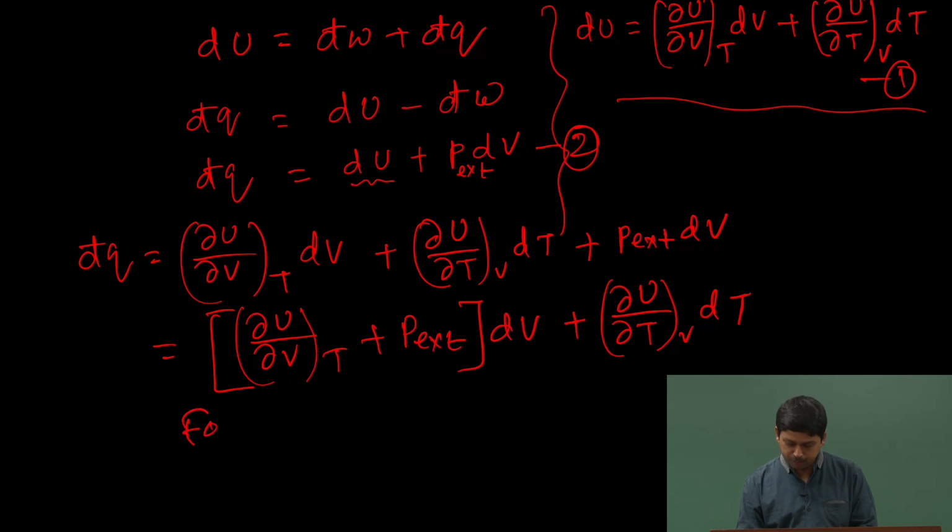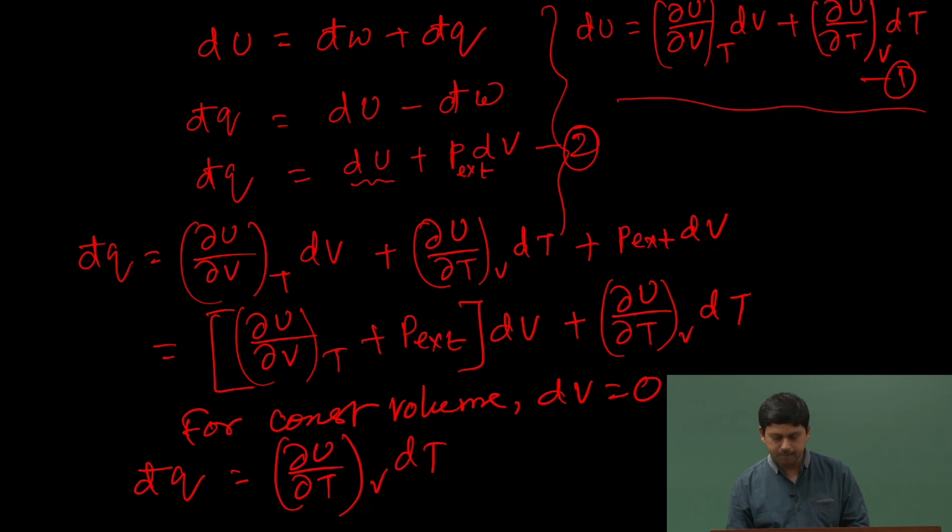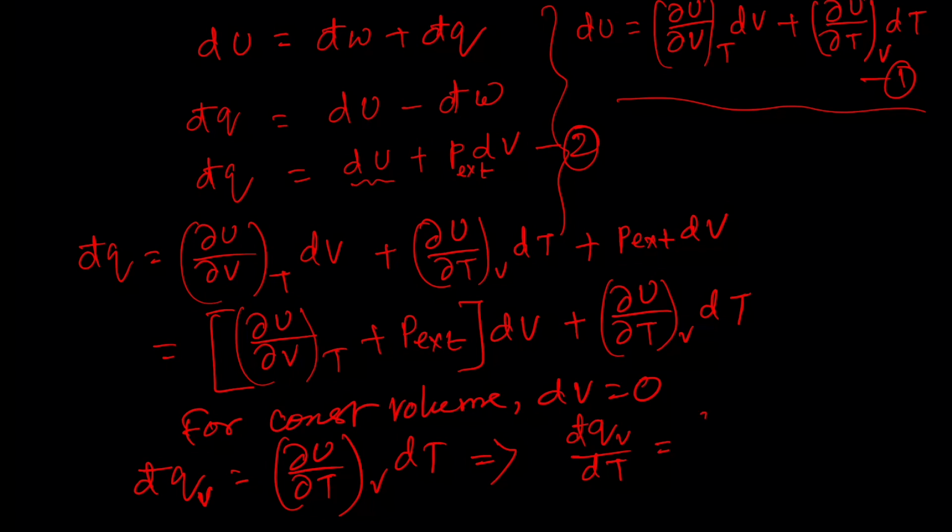So, for constant volume, dV equals 0. Therefore, we get dQ equals del U by del T at constant V dT, and we write V here just to denote that it is the heat change at constant volume. So, now dQ_V by dT is equal to del U by del T at constant V. Now, what is this dQ by dT term? What does it say? If I change the temperature, how much will be the change in the heat at constant volume.